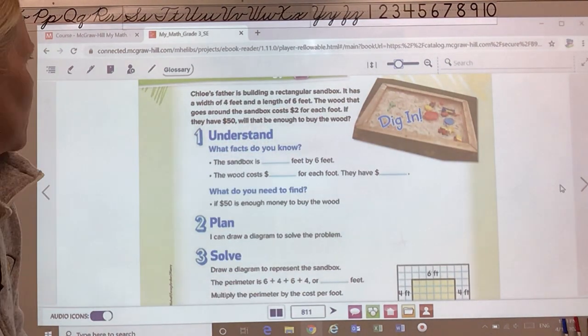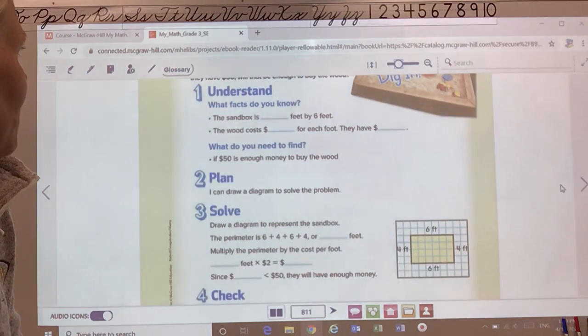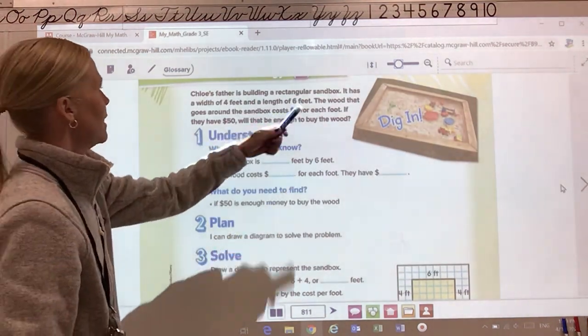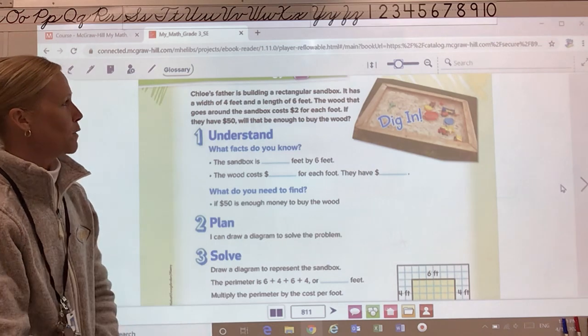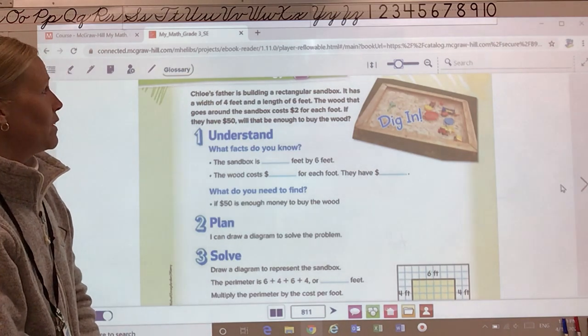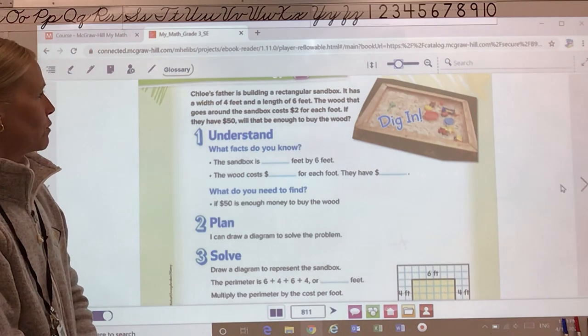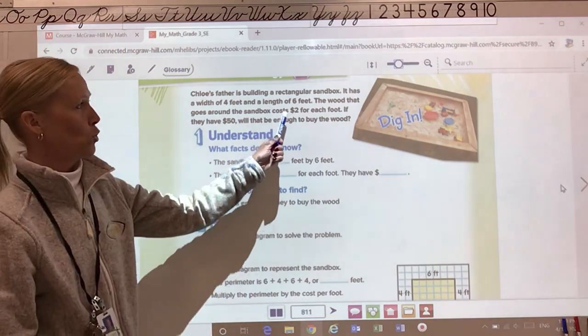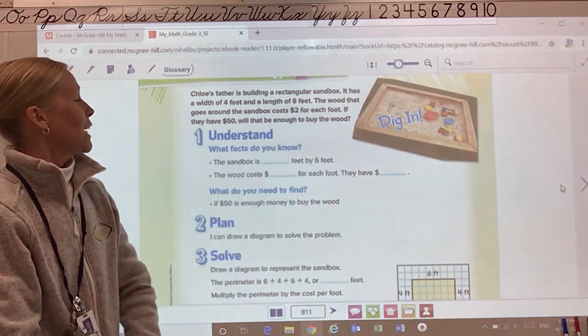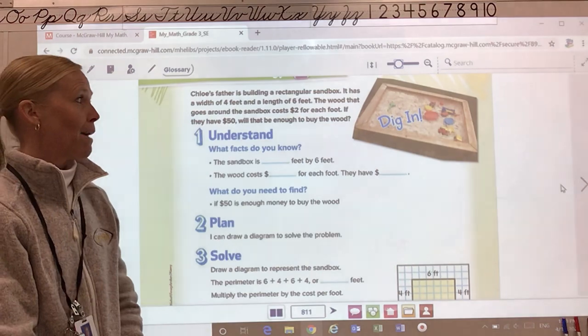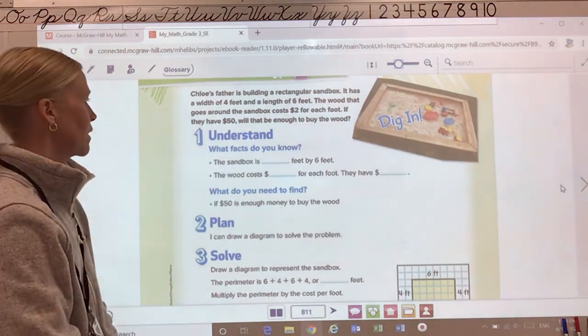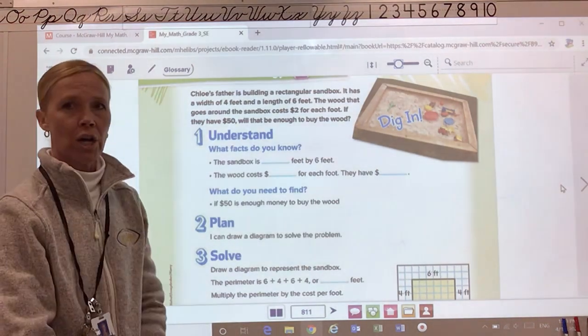It says, Chloe's father is building a rectangular sandbox. It has a width of 4 feet and a length of 6 feet. The wood that goes around the sandbox costs $2 for each foot. If they have $50, will that be enough to buy the wood? It says, what facts do you need to know?